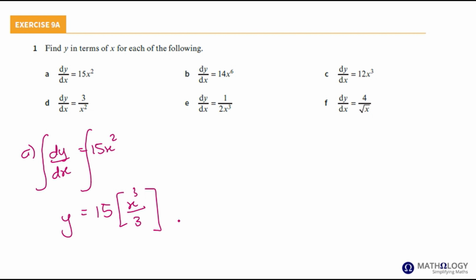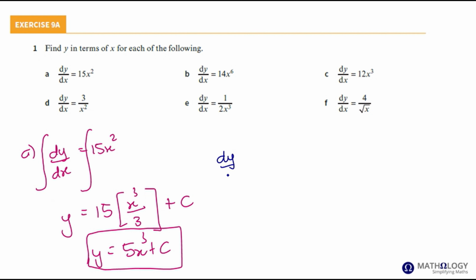But with integration, we also have a constant of integration, and I'll explain that to you now. So y equals 5x cubed plus c. The reason we have a constant of integration is when we differentiate this function now, when we find dy dx, 5 times 3 is 15, and then we'll have x squared. When we differentiate a constant, we always get 0. The derivative of a constant is always 0. That's why when we integrate an expression, we always have to add a constant of integration, because when we find the derivative of that expression, the derivative of a constant is 0.